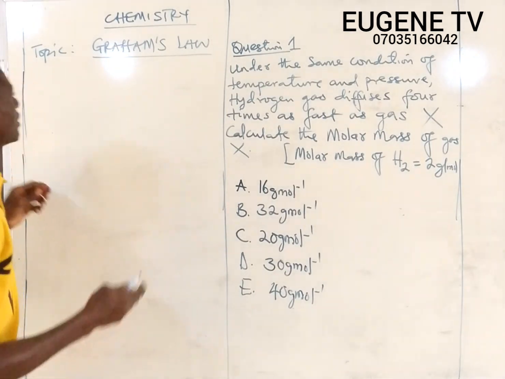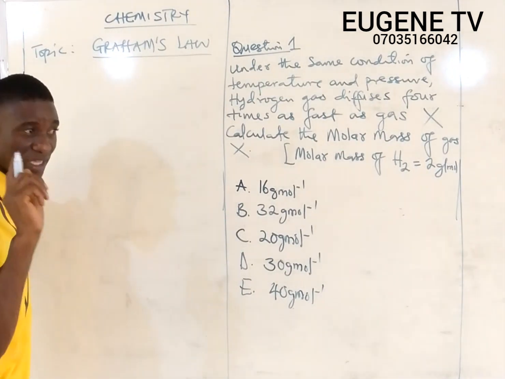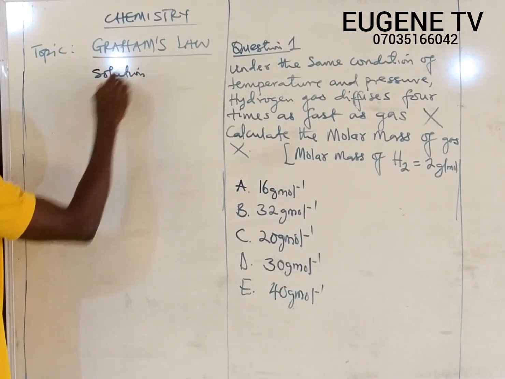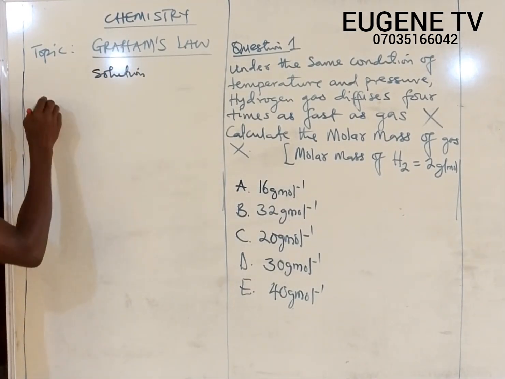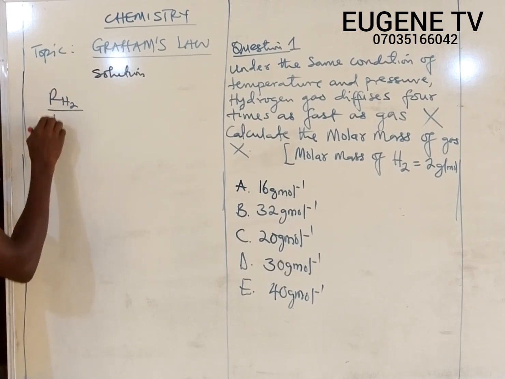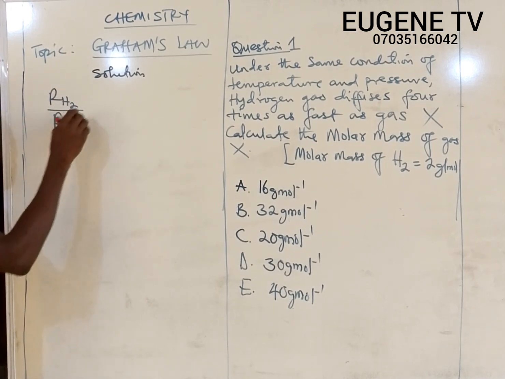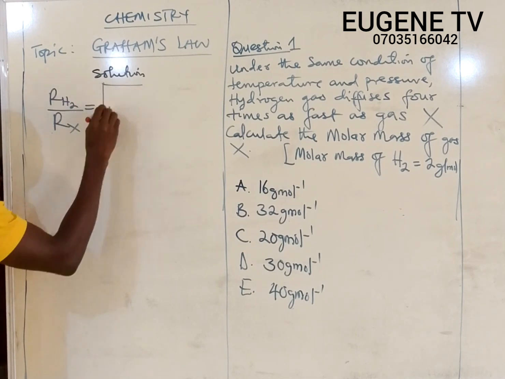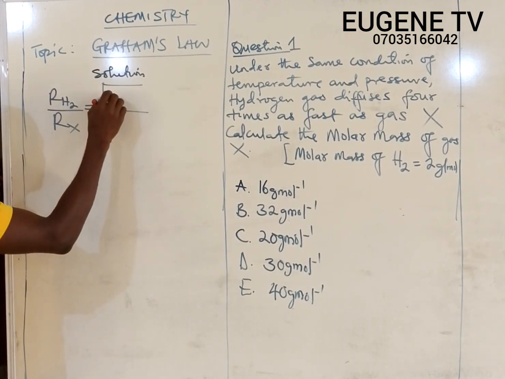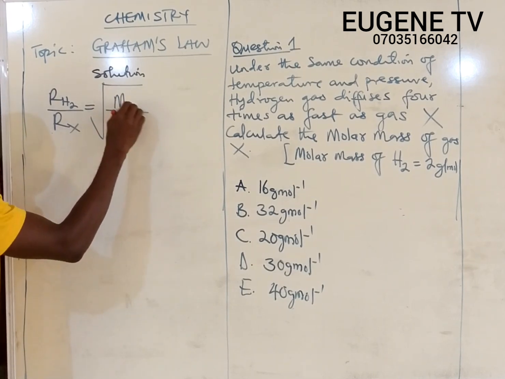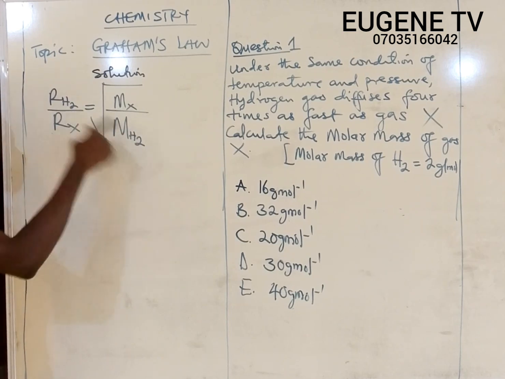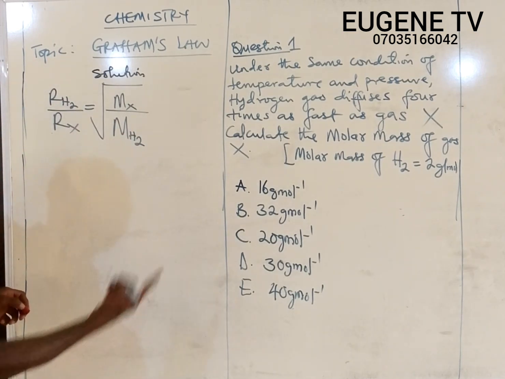Alright, now how can we establish the mathematical expression which you can use to solve this problem? Since Graham's law relates the rate of diffusion of the gas and its molar mass, we can solve it in the following way. We establish a relationship here. Let us say the rate of diffusion of hydrogen gas over the rate of diffusion of gas X is equal to the square root of the molar mass of gas X over the molar mass of hydrogen gas. Because of the inverse relationship, we expect the molar mass of gas X to be on top and the molar mass of hydrogen gas to be below.